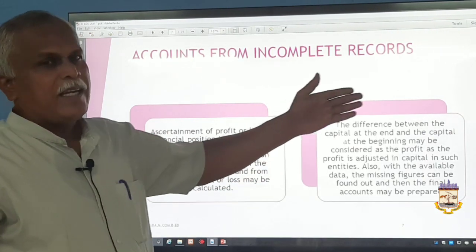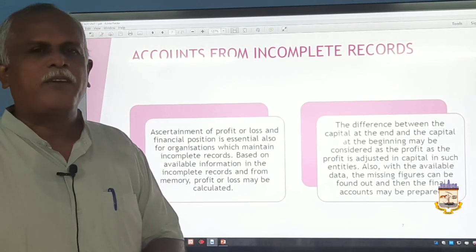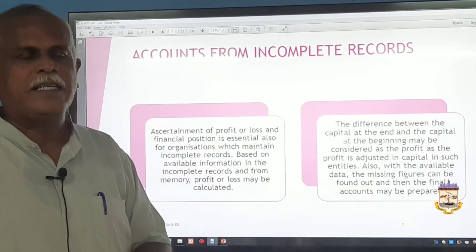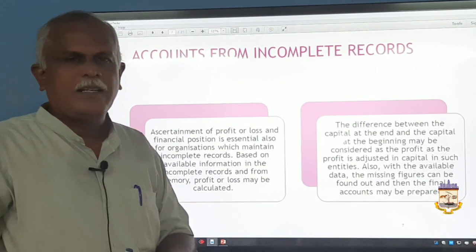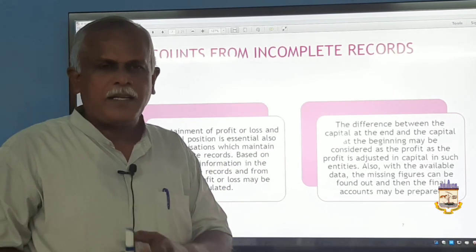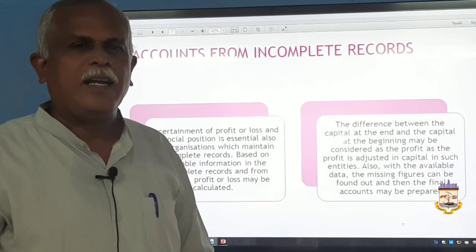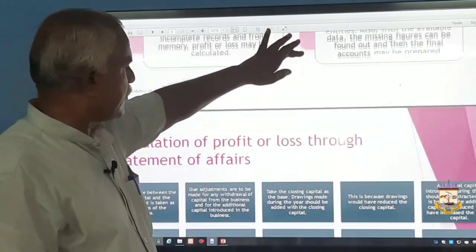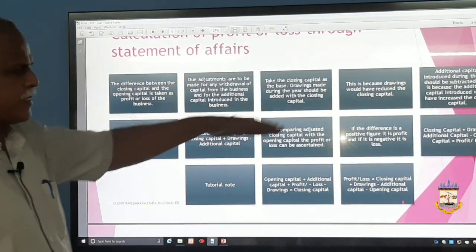The difference between the closing capital and the opening capital is termed as profit. If the closing capital is more than the opening capital, it is called profit. If the closing capital is less than the opening capital, it is termed as loss. The closing capital is adjusted for additional capital, drawing and other adjustments. This is how the work is done.